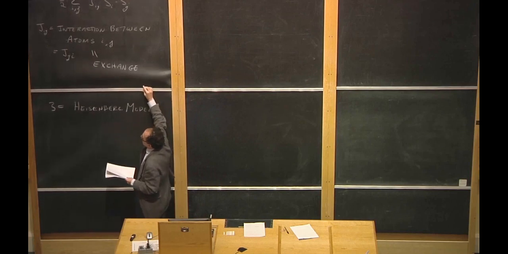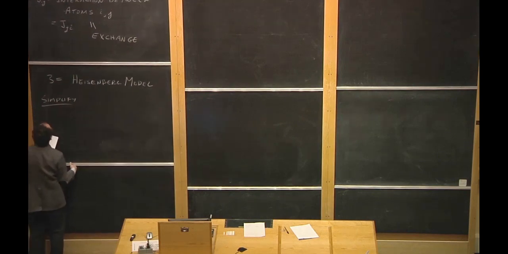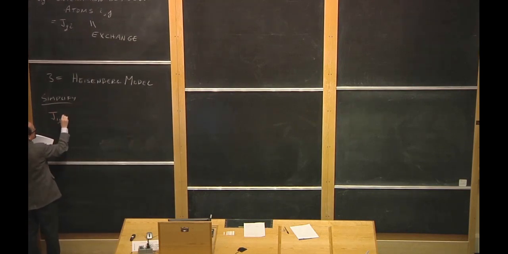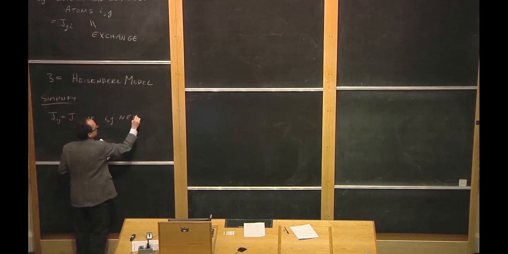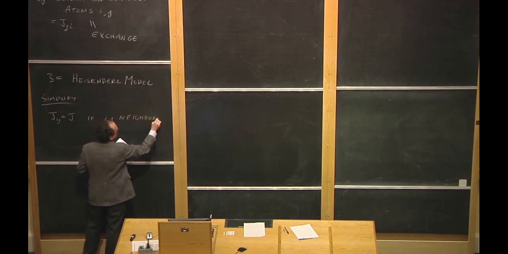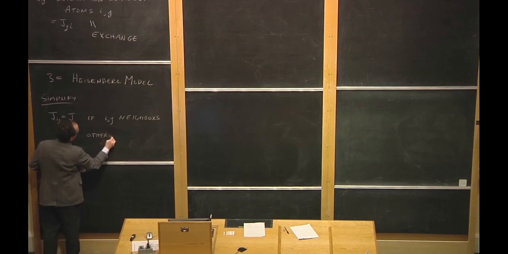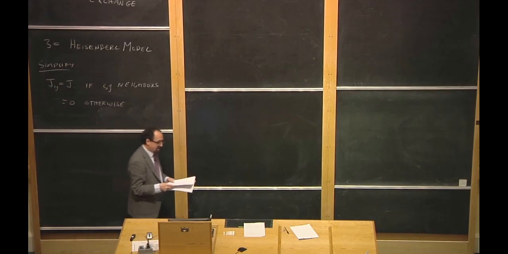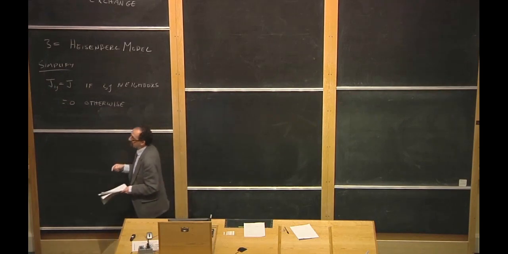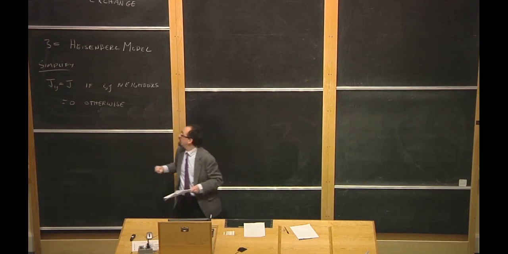Now we're going to simplify this even further by setting J_ij equal to J if i and j are neighbors, and we're going to set it equal to 0 otherwise. In other words, we're just going to keep track of interaction between spins that happen to be nearest neighbors with each other. It's a fairly good approximation that spins on atoms that are close to each other see each other, and if they're farther from each other, they don't see each other.